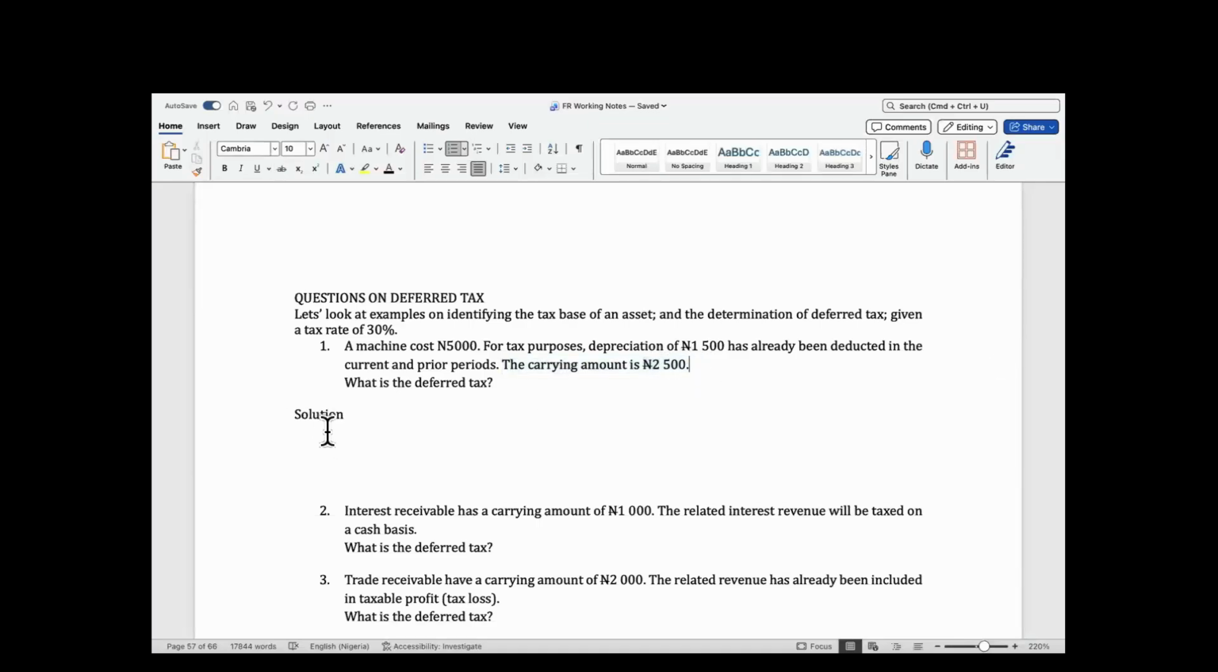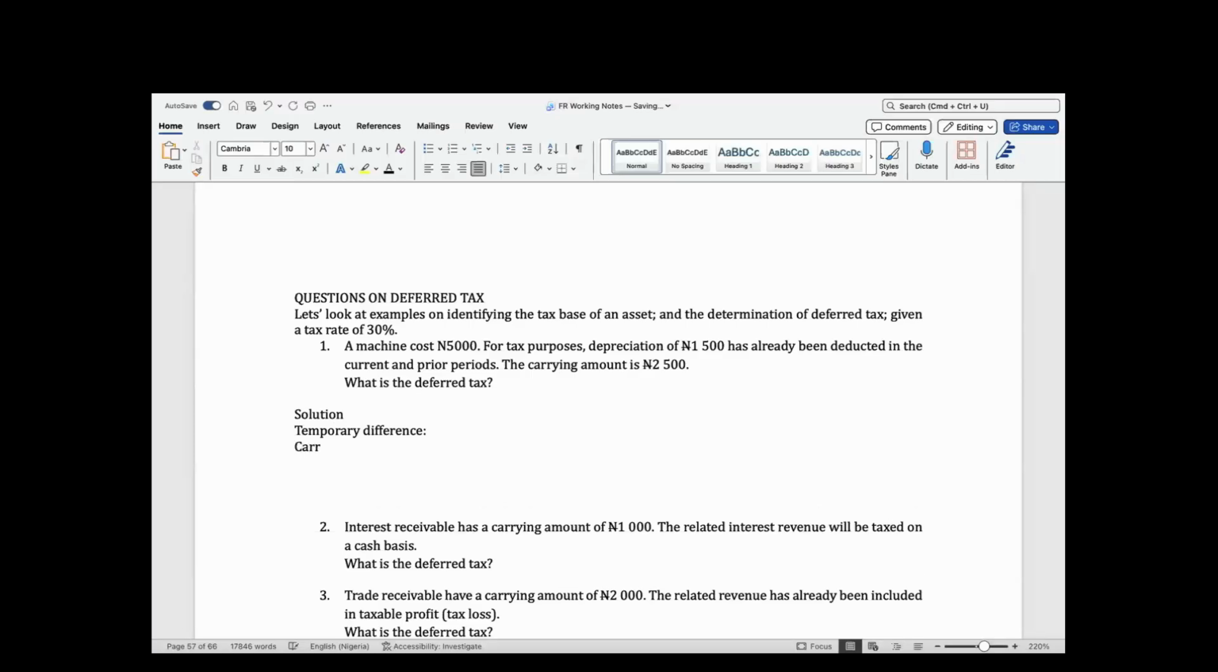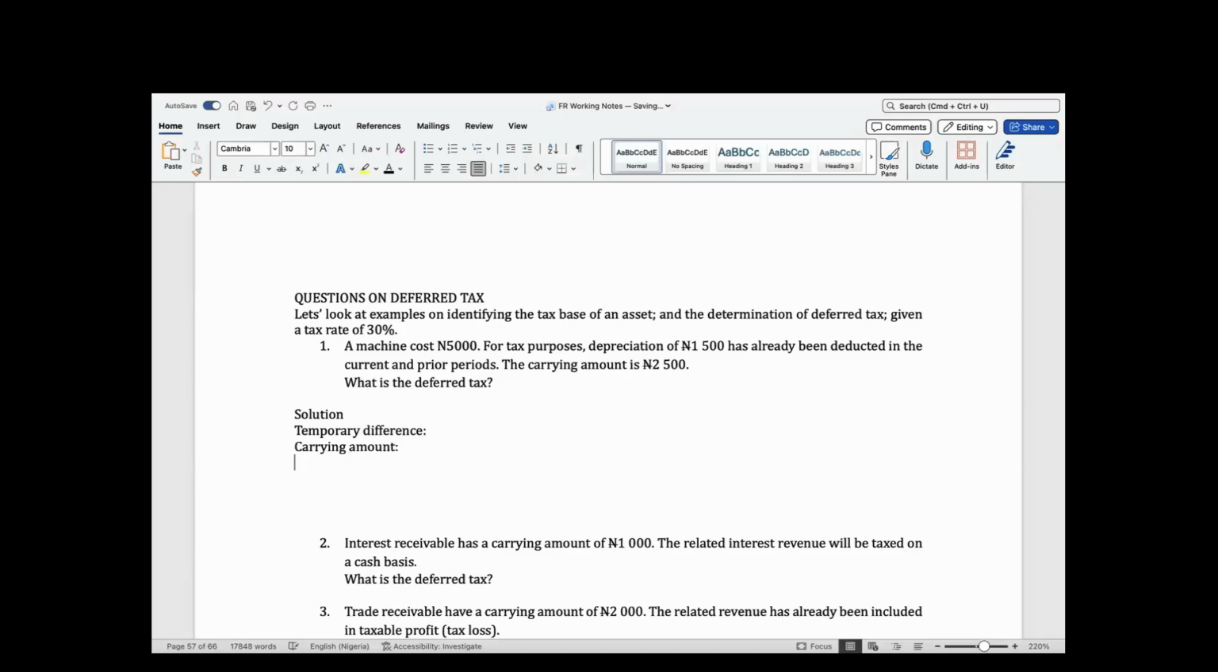So this is how, for instances like this, I told you that deferred tax is based on temporary difference. At any point in time, when we want to determine deferred tax, the first thing we do is to ascertain our temporary difference. That's what gives rise to deferred tax. Temporary difference is usually the difference between carrying amount, which is what we have in our books, and tax base, which is what the taxman captures.